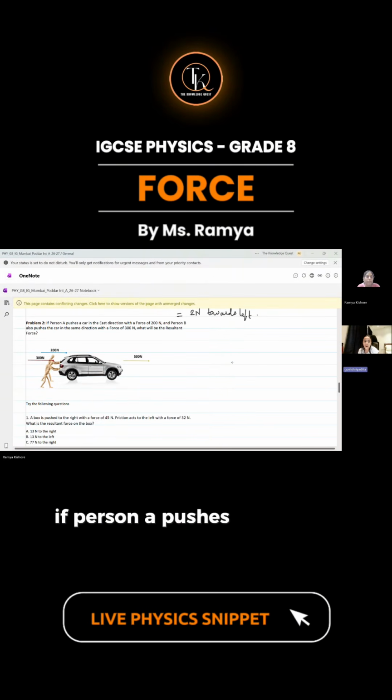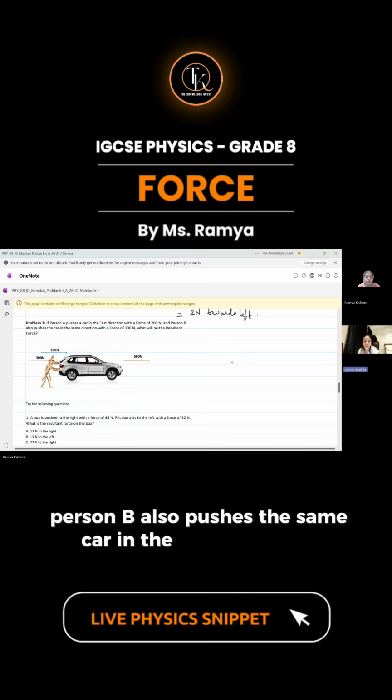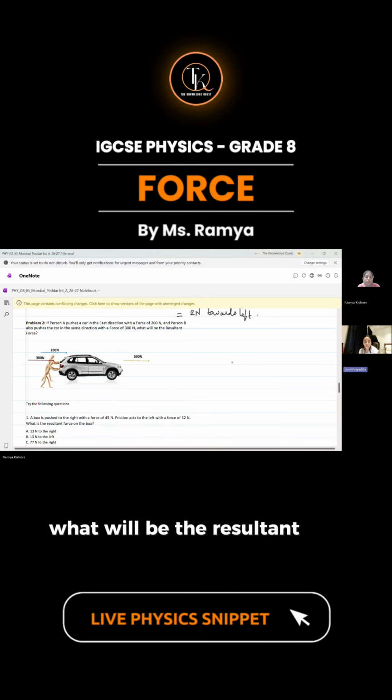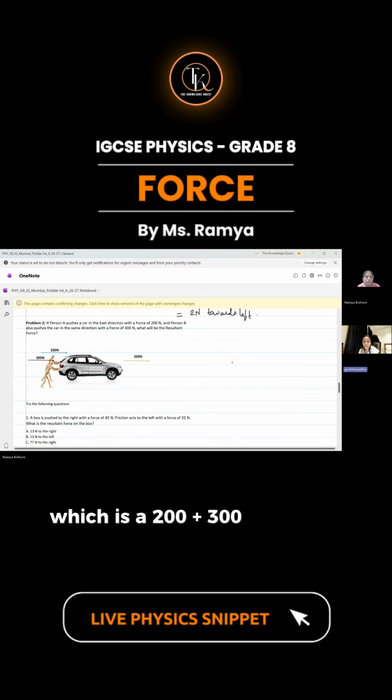Next one. If person A pushes a car in the east direction with a force of 200 Newton, and person B also pushes the same car in the same direction with a force of 300 Newton, what will be the resultant force? 200 plus 300 is equal to 500 Newton. Both are in the same direction, so your object will move towards right.